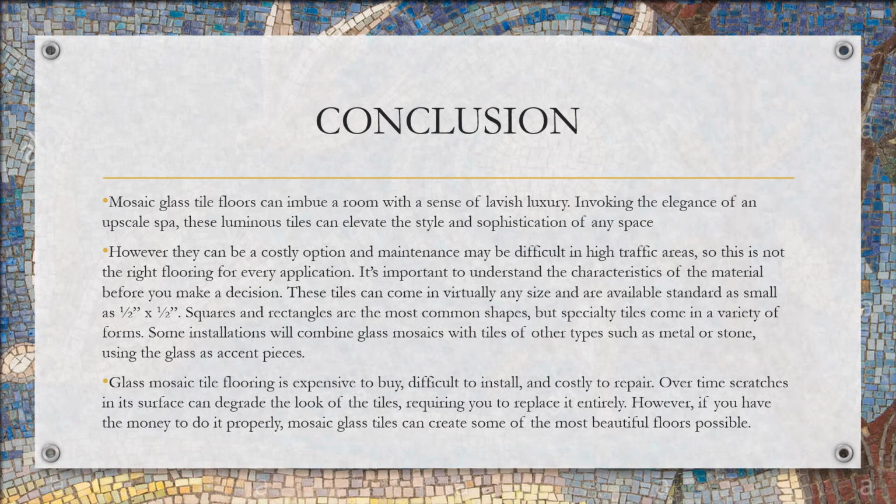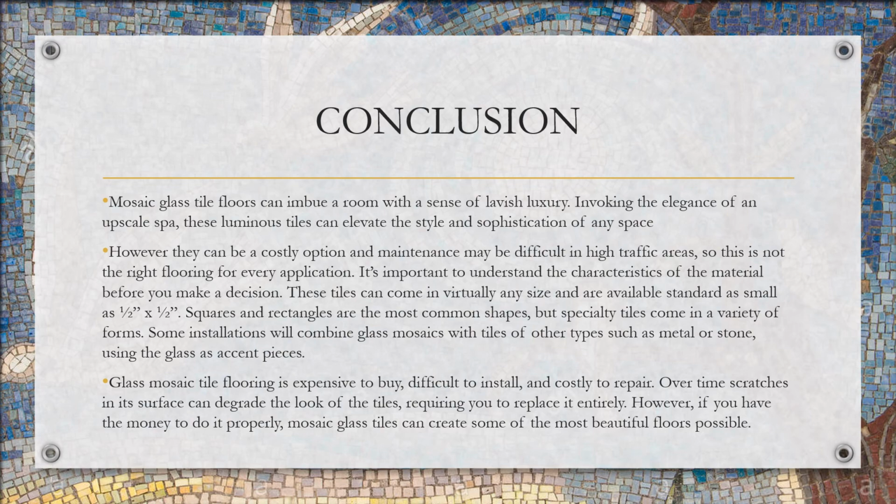Mosaic glass tile floors can imbue a room with a sense of lavish luxury, invoking the elegance of an upscale spa. These luminous tiles can elevate the style and sophistication of any space. However, they can be a costly option and maintenance may be difficult in high-traffic areas. So this is not the right flooring for every application. It's important to understand the characteristics of the materials before you make a decision.